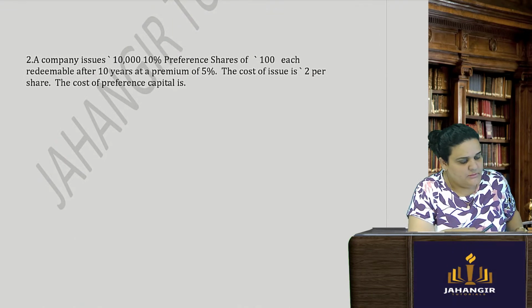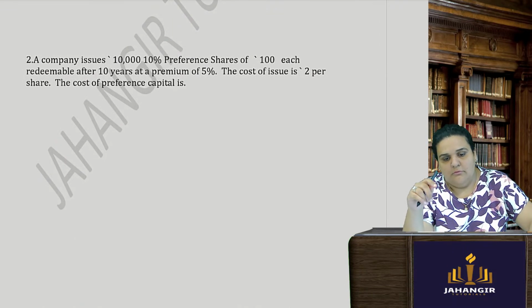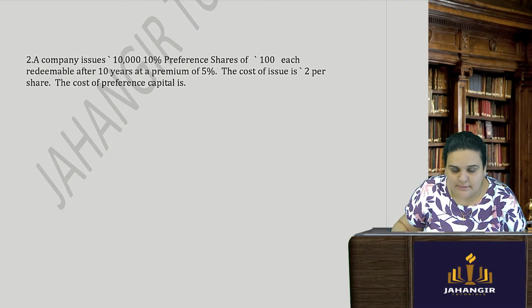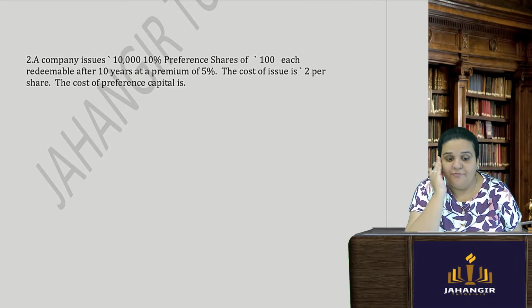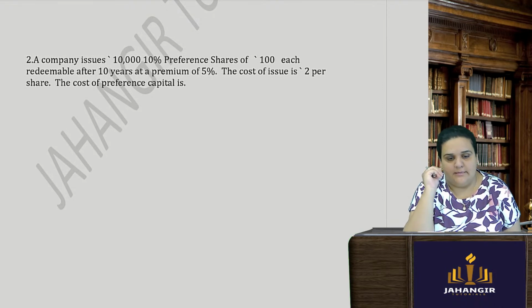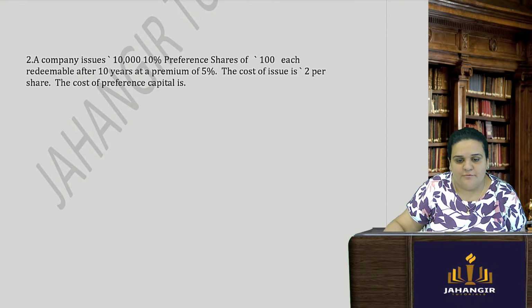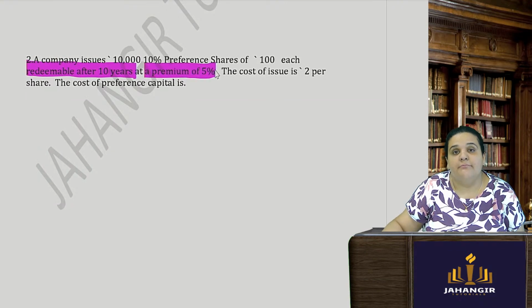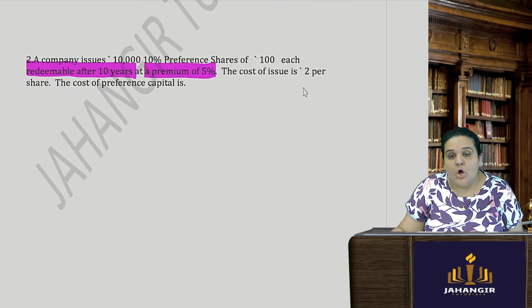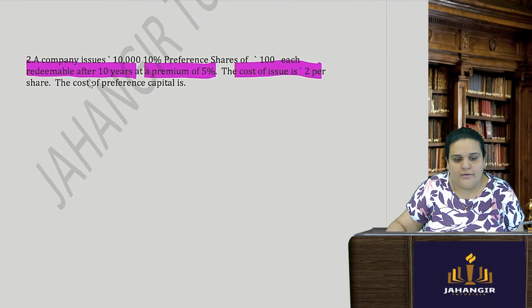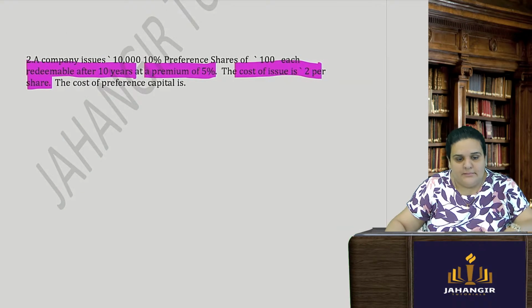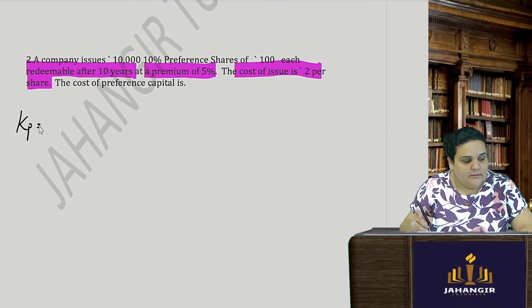A company issues 10,000 10% preference shares of rupees 100 each. They are redeemable after 10 years at a premium of 5%. Okay. Since they are giving me this information, that means I know N and I also know the redemption value, RV. The cost of the issue is rupees 2 per share. The cost of preference share capital is how much? So here, for my cost of preference share capital, I will have to use the RV and SV formula.